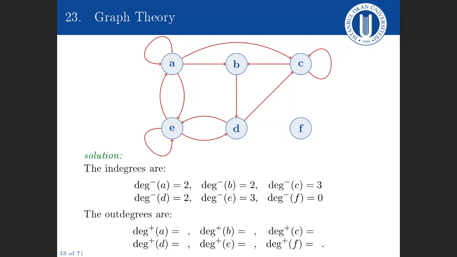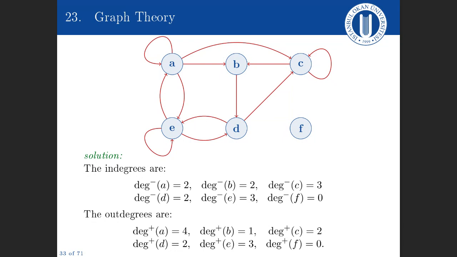And then next we want to count the out degrees. How many arrows are coming out of A? 1, 2, 3, 4. The out degree of A is 4. How many arrows are coming out of B? Just 1. How many arrows are coming out of C? 1, 2. The out degree of D is 2. The out degree of E is 3, and the out degree of F is 0.